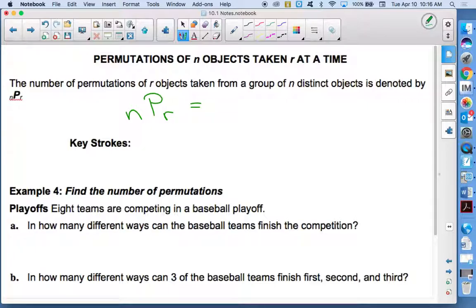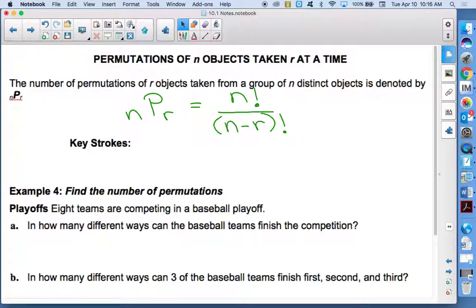The way we can calculate that, and this is what the calculator has already programmed in, there's a little formula that uses a factorial. So it says take n factorial, which is the large number, that large group. You're going to divide that by n minus r factorial. That's the formula that the calculator already has embedded in its memory. So in your calculator, you have to enter the n.